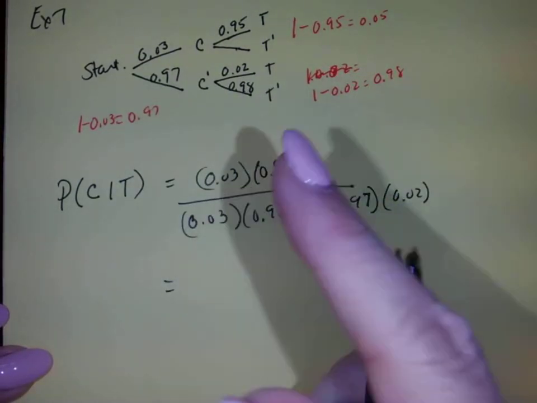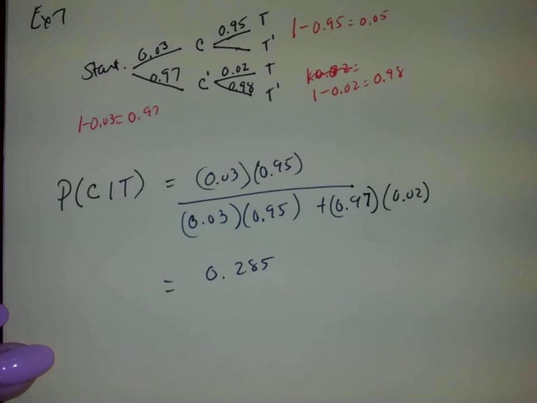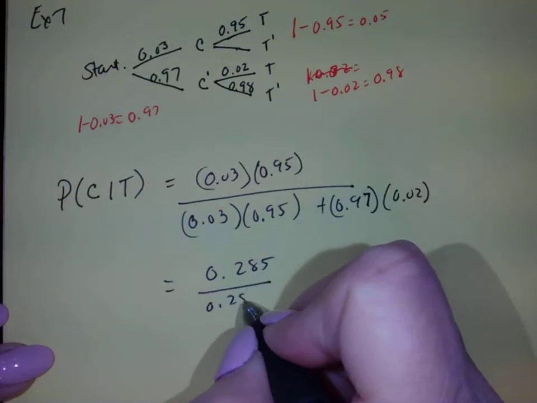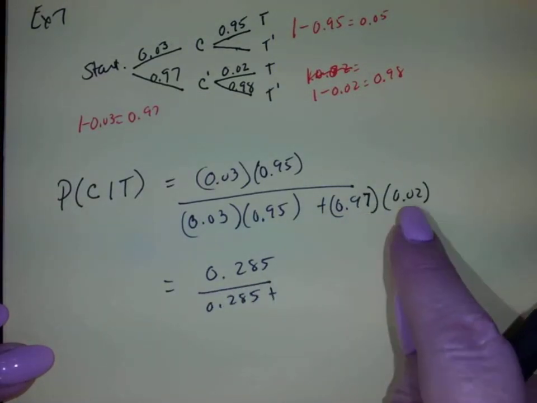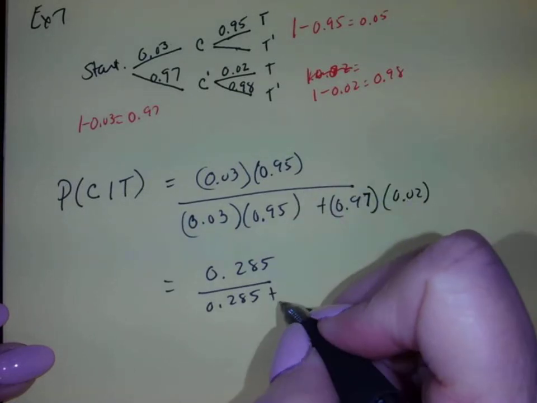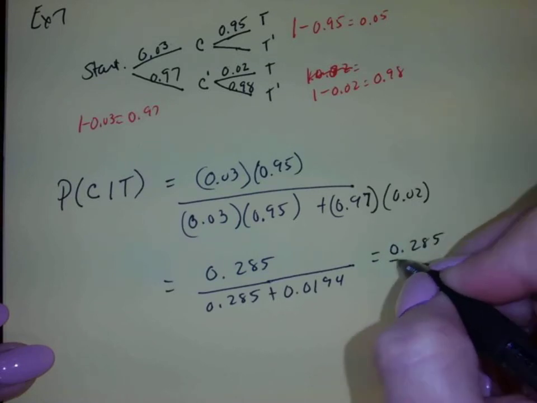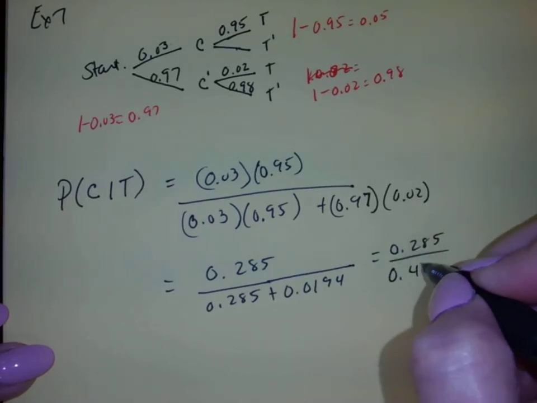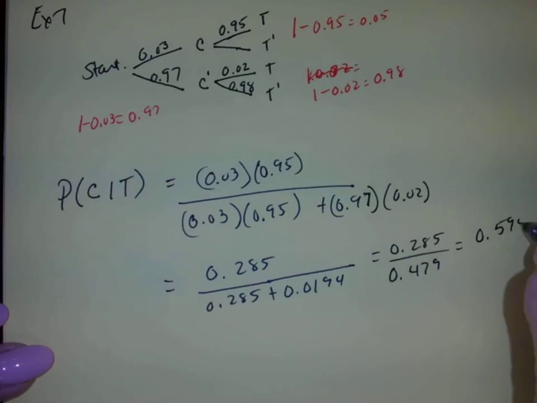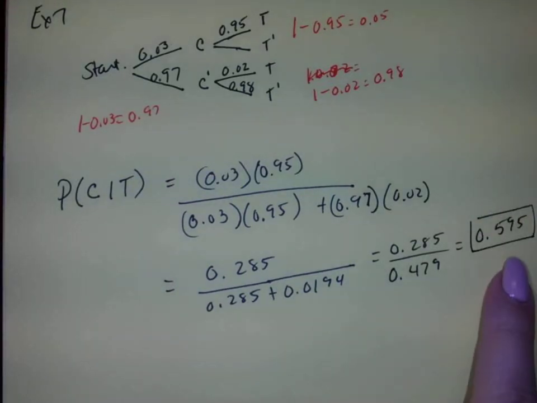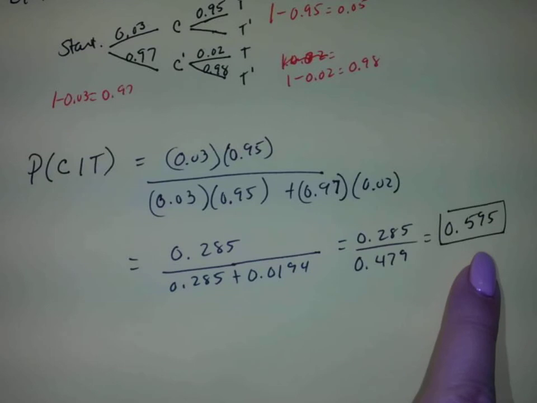So this on the top will get us 0.285, divided by our 0.285 plus 0.97 times 0.02, which gives 0.0194. So this will get a 0.285 on the top, and on the bottom it's 0.479. When we divide that, we get 0.595. So that is the probability of a randomly chosen person having cancer, given that the test says they have cancer. So if we change that to a percentage, about 59.5% have cancer when their test says they do.